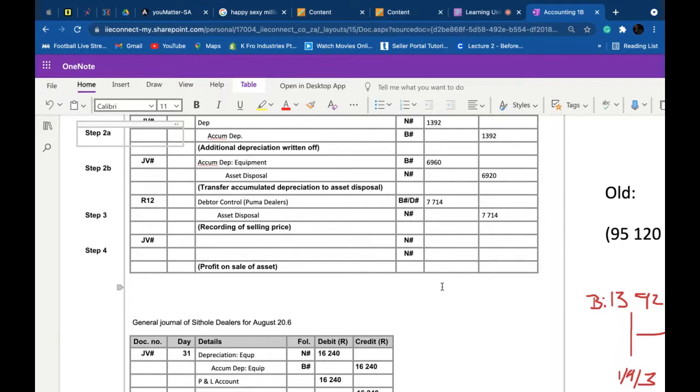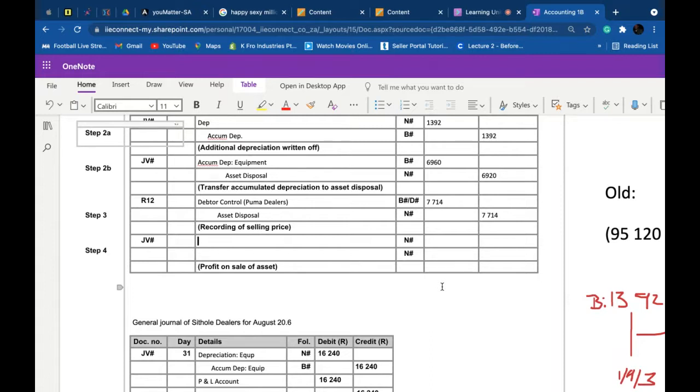Okay? Then step number 4 is now recording. Did we make a profit or a loss? And we made a profit. So what are we debiting? What are we crediting? Think about it.